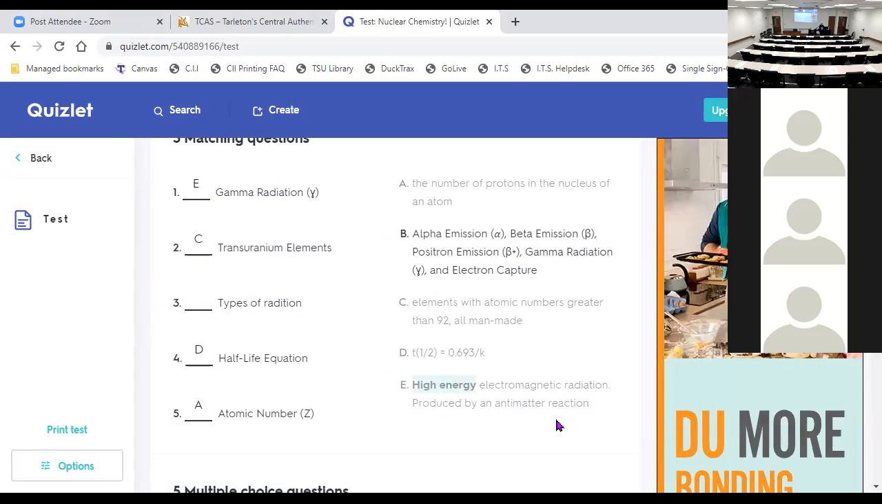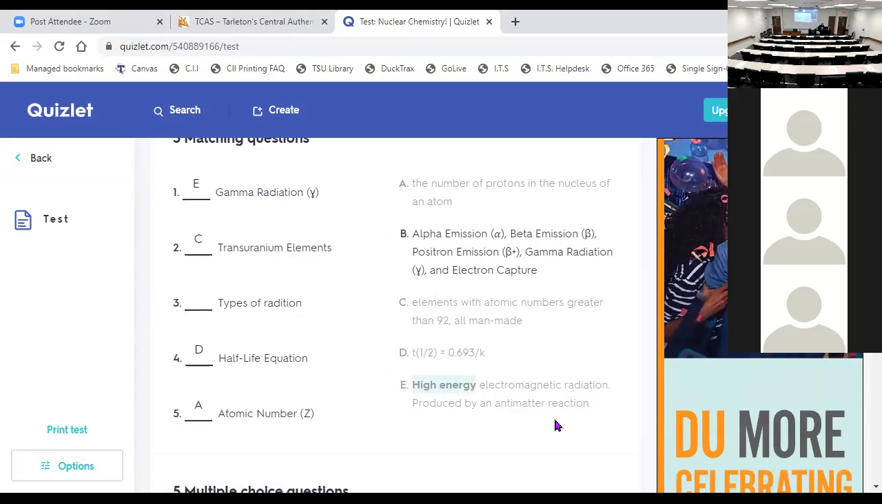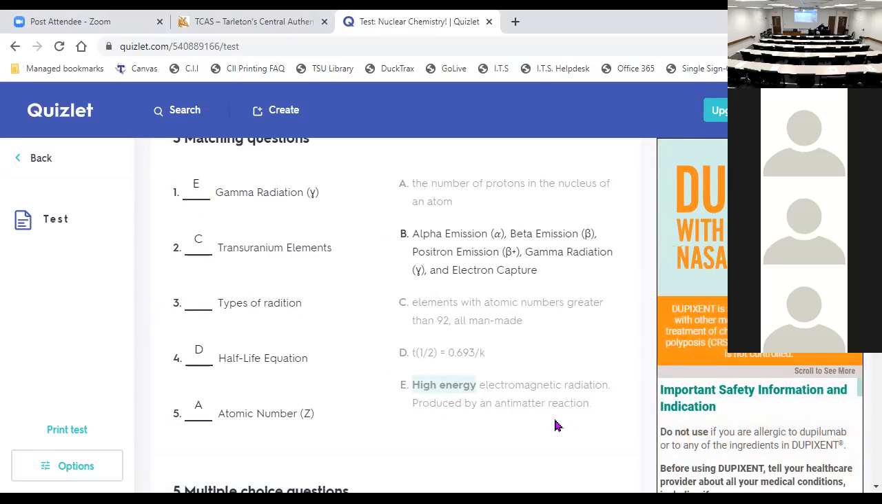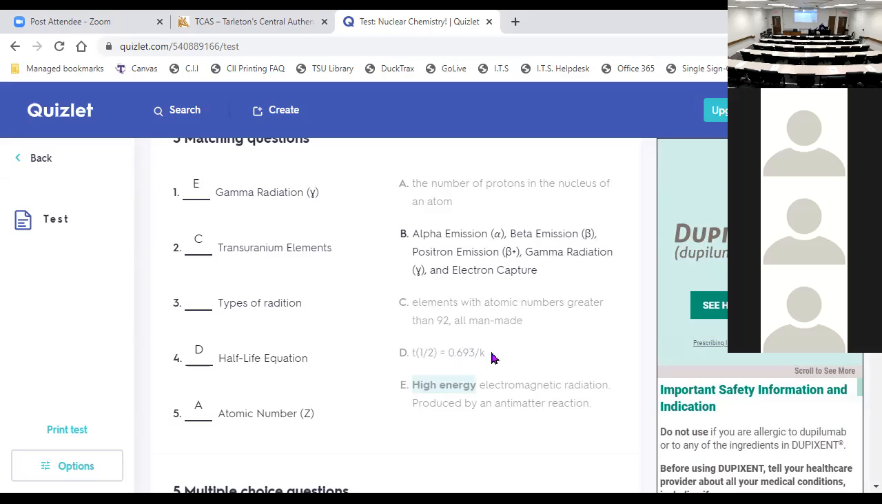Because I believe last year, whenever I was taking this class, she had a question that was just simple. It said, what is the type of radiation that has the most energy? And the answer was gamma radiation. Pretty sure I missed that one too. So it's very important to remember that gamma radiation is high energy.